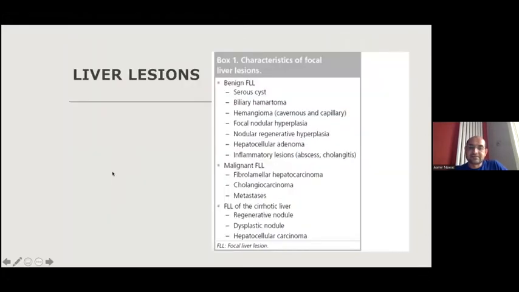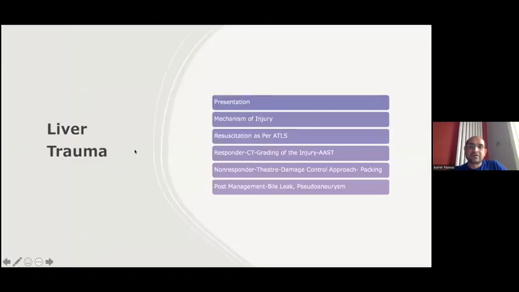So as a surgeon, as I told you, ATLS, resuscitation, reassess if the patient is responding. CT scan, what are the grades as per AAST. If the patient is not responding, you have to take them to theatre, damage control, approximate the liver, close the book, and also pack it in a sandwich manner.